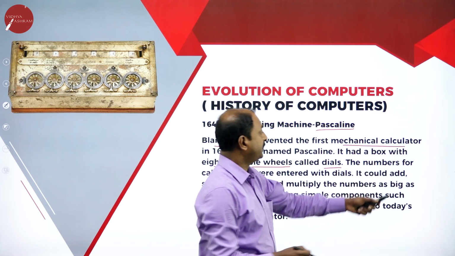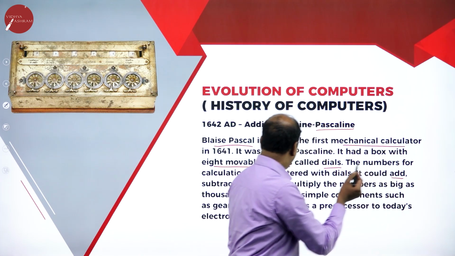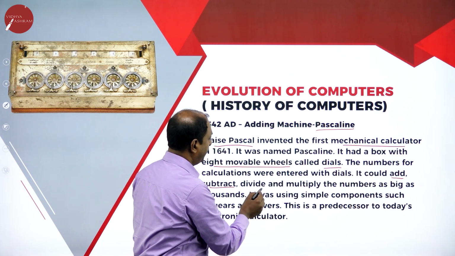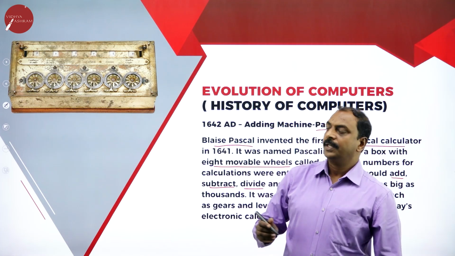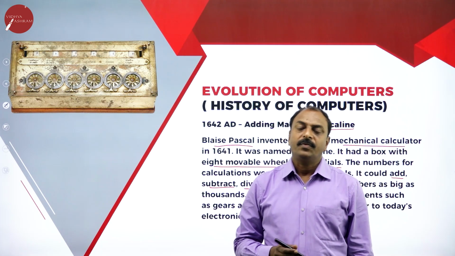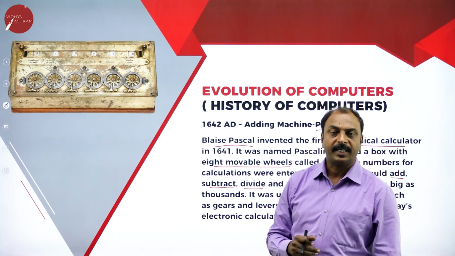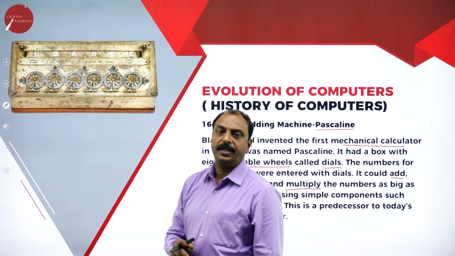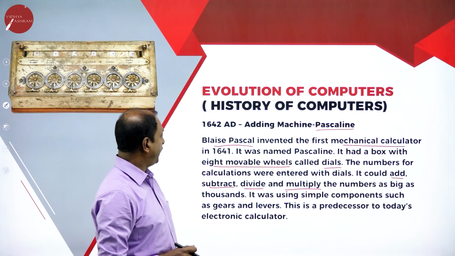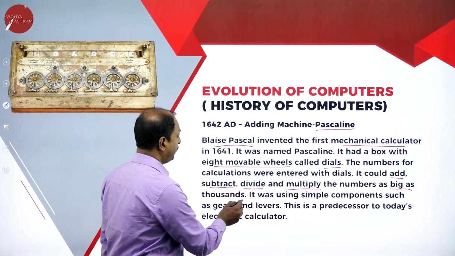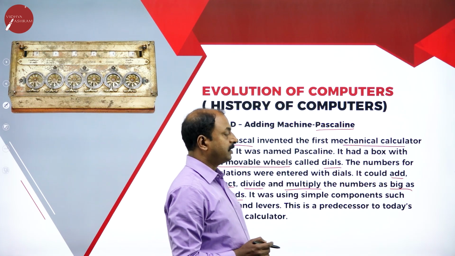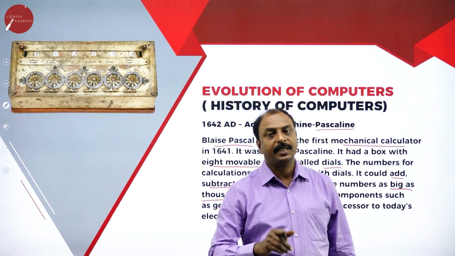With the help of this, it could add, subtract, divide, and multiply numbers. So they were using this device for addition, subtraction, multiplication, and division of numbers. And it could add very big numbers, in thousands. See, this is the first mechanical device.